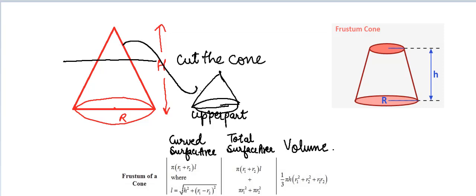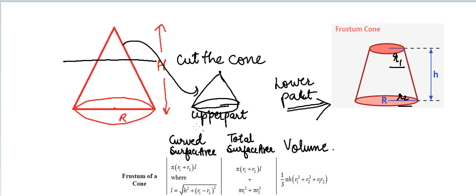And the lower part is actually the frustum of the cone. This is the lower part after cutting. See, it is a different shape. It has two radii. This will be your R1 and this is your R2. This is the first circle, this is the second circle. So this is going to be R1 and this is going to be your R2.